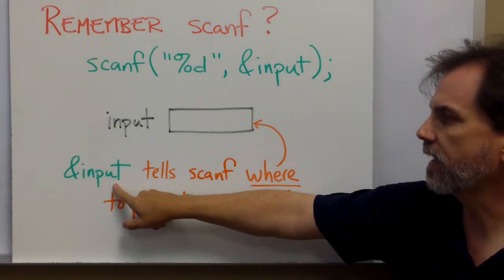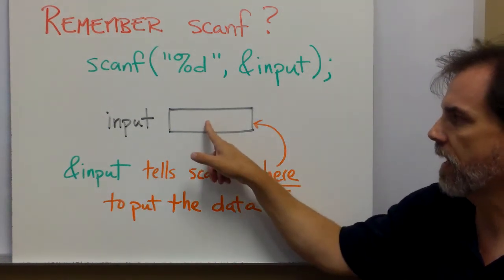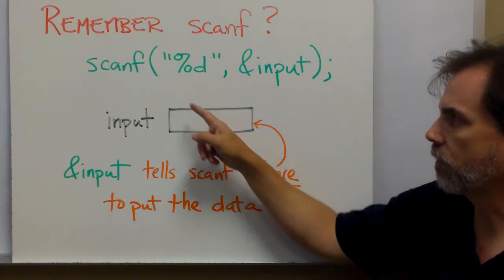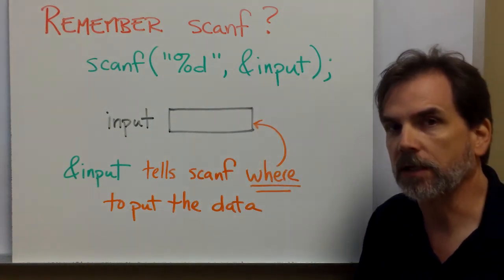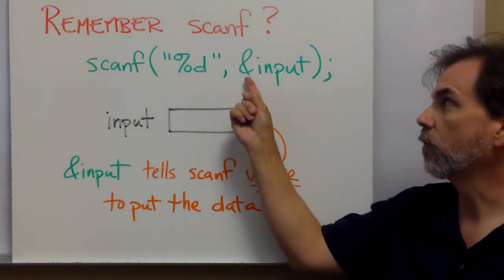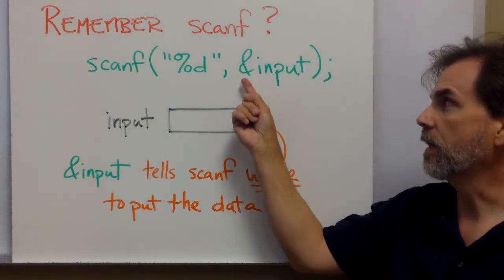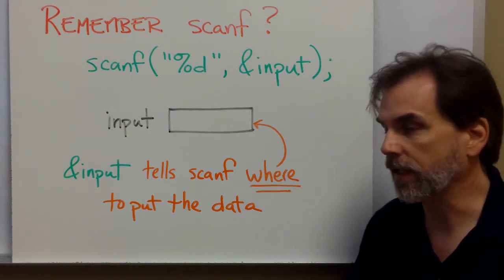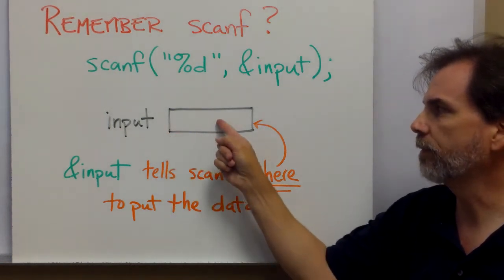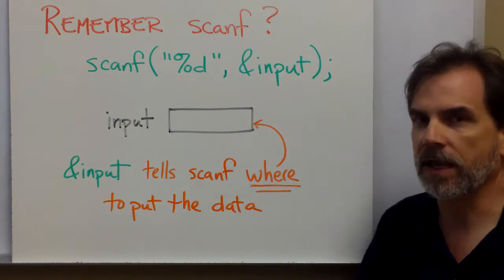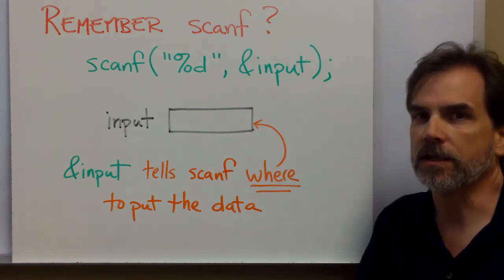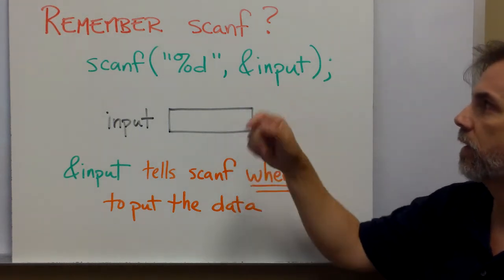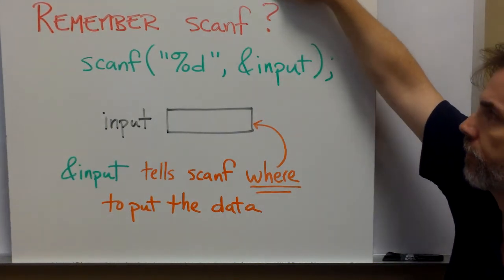Scanf doesn't care what's in that box right now. It's going to replace it with whatever it reads from the user. So when we call scanf, we don't tell it what's currently stored in input. We tell it where input is, because that's where we want scanf to put the value that it's going to get. So that's a use of the ampersand operator.